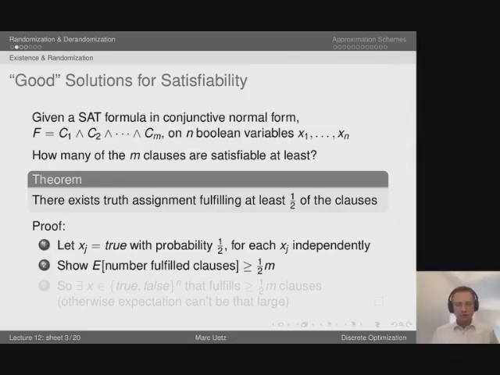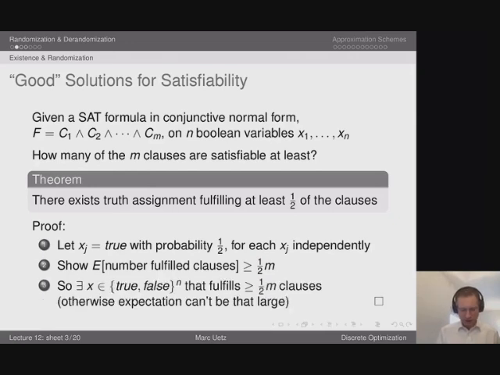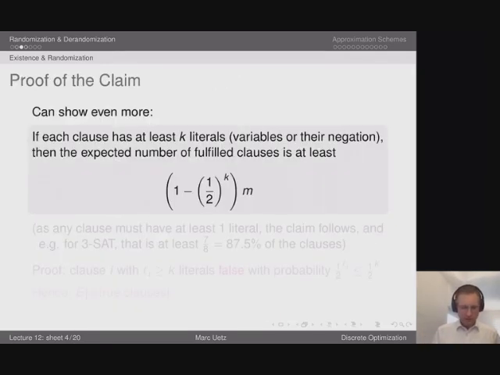Okay, so we showed that the expected number of fulfilled clauses is at least 1/2 times the total number of clauses when we do a random truth assignment. But if the expected number is that large, of course, there must exist at least one truth assignment which is at least as large as 1/2 times m. Otherwise, the expectation can't be that large, right? So we have existence of a truth assignment fulfilling at least half of the clauses. And as a matter of fact, our proof even showed a little bit more.